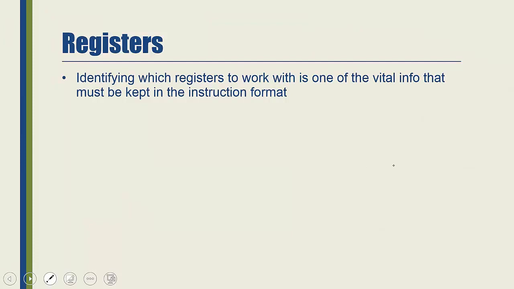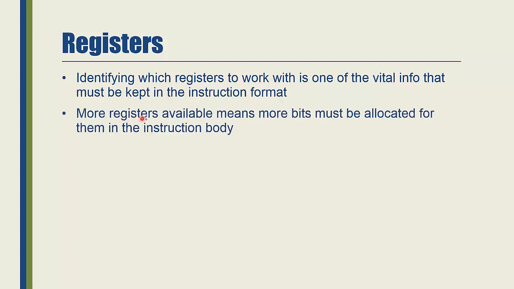Registers are memory locations that are physically or immediately available to the computing system. It is the closest memory that a microprocessor can have. In designing our instruction set, we also need to define what registers we can work with, because that information, which register, has to be kept in the instruction format. If we have more registers, of course, we need more bits so that we can address more of them in the instruction body or in the instruction opcode.